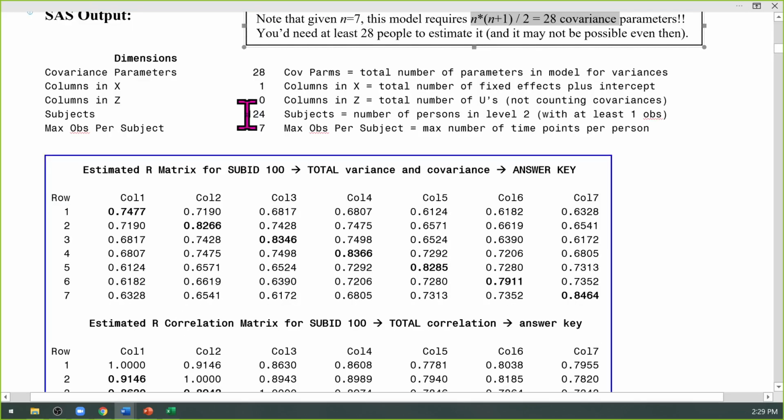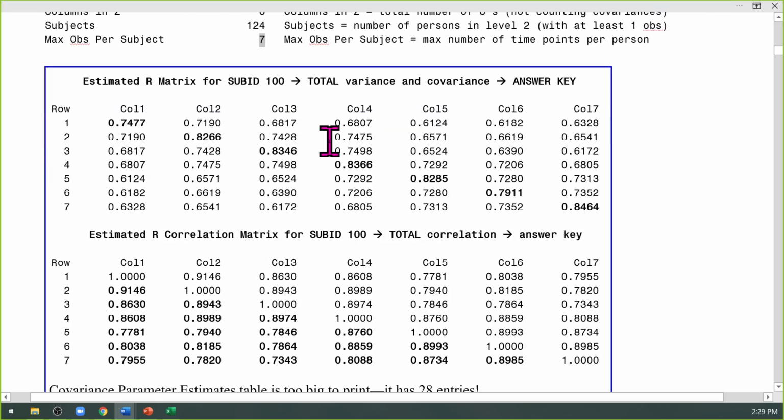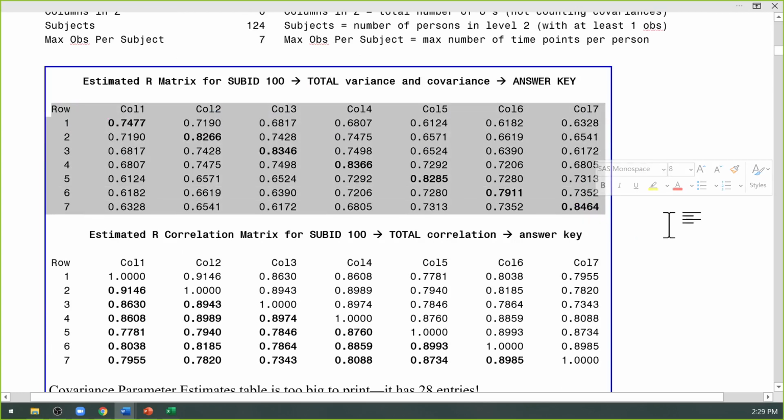It thinks I have 124 subjects, which I do. That's how many people we have data from, and that each subject has up to 7 observations. So here is the answer key, highlighted in blue, where this is the R matrix to start with. On the diagonal are variances, and on the off diagonal are covariances. Because covariances are scaled in terms of the variances of the variables that they're referring to, it can be easier to look at correlations to describe the associations.